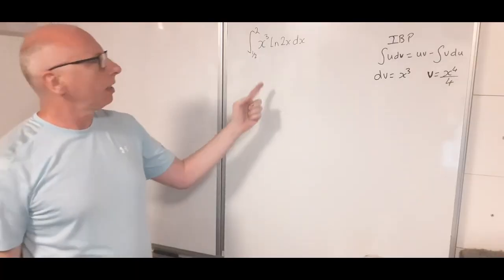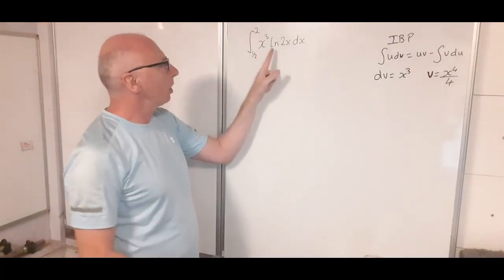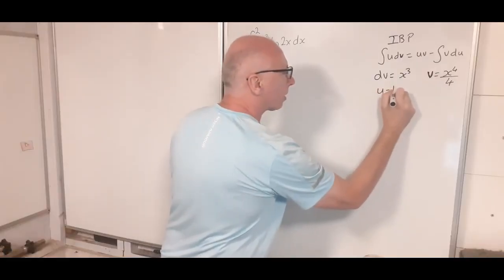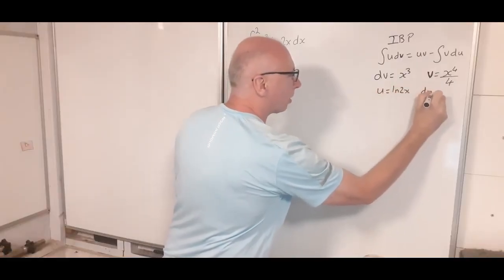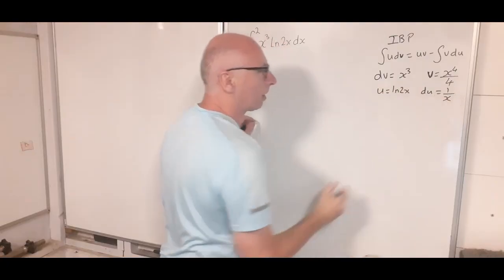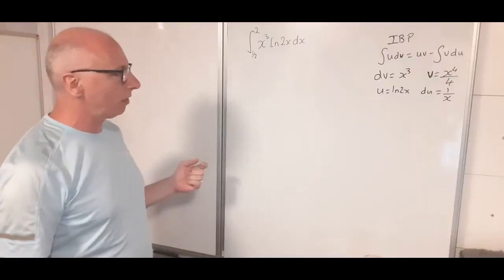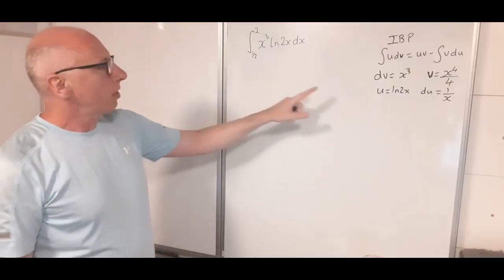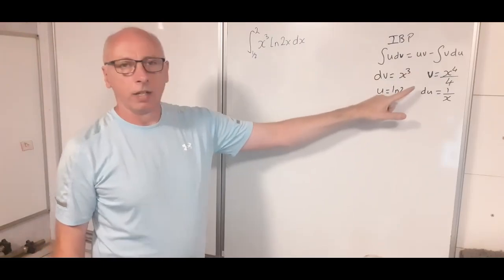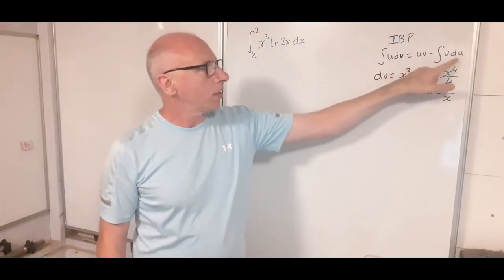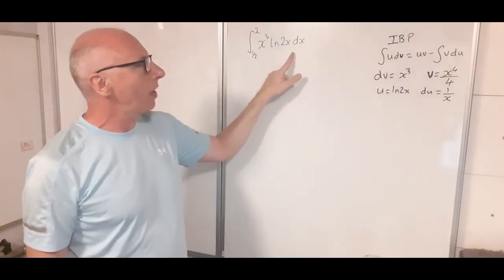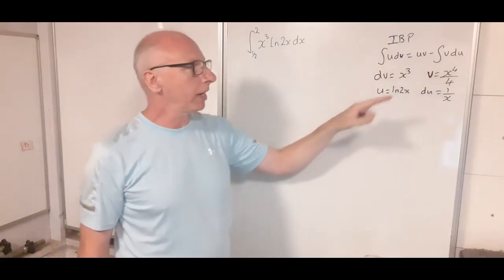And then straight decision now for my u. u is natural log of 2x, in which case du is simply 1 over x. The 2's will cancel out by the reverse chain rule. Have a go at that for yourself if you're not sure. So now what I need to do is plug in my building blocks. So that's the question, and this is what I want for my answer.